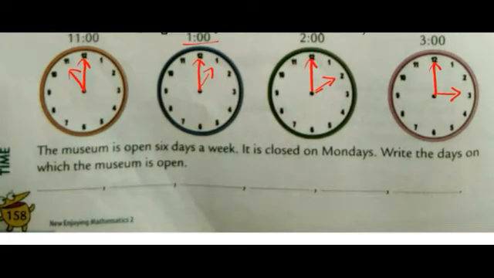The museum is open 6 days a week. It is closed on Mondays. Write the days on which the museum is open. So there are 7 days in a week. Out of that, 6 days the museum is open. Only it is closed on Mondays. So what are the other days when it remains open? So you need to write the name of those days here. So I would like you all to try this as homework.